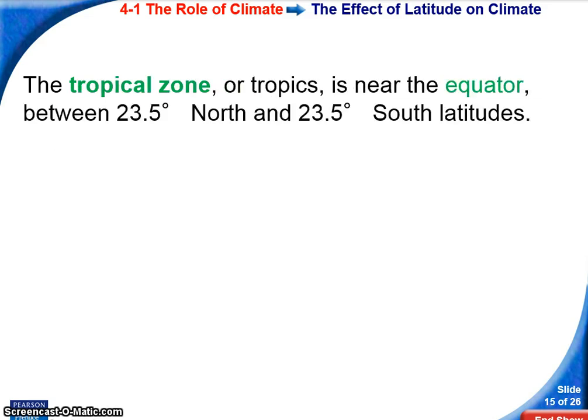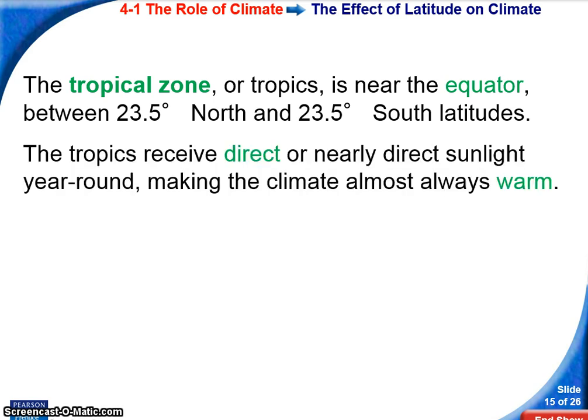The third zone, which is the tropical zone or the tropics, is near the equator. This is between 23.5 degrees north and 23.5 degrees south latitude, right through the middle of the Earth. The tropics receive direct or nearly direct sunlight year-round, making the climate there almost always warm. It's a great place to vacation if you like warm weather.